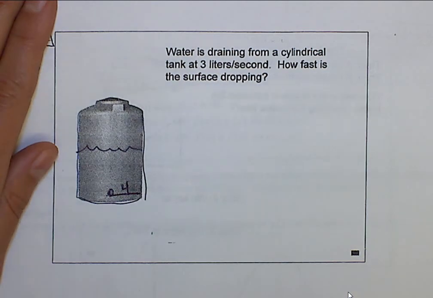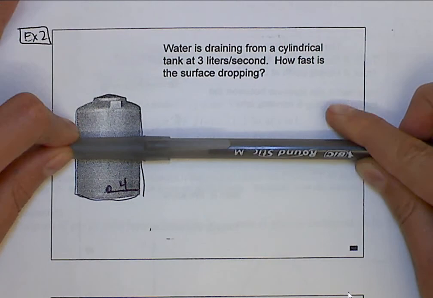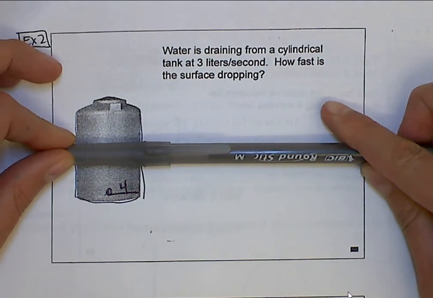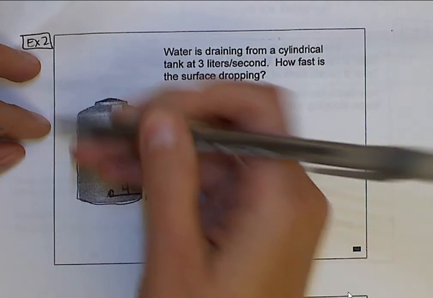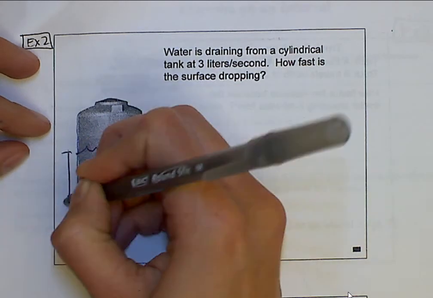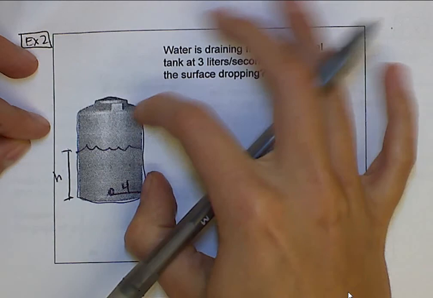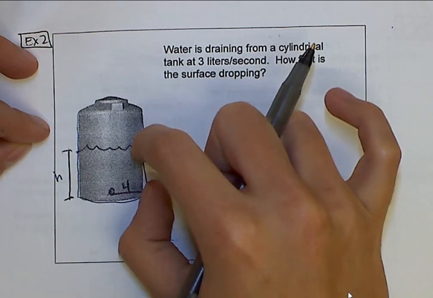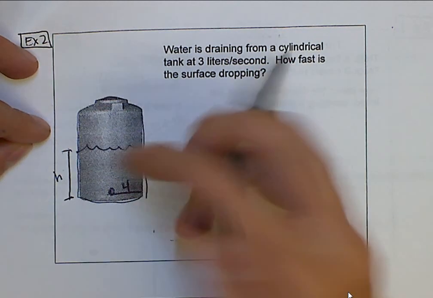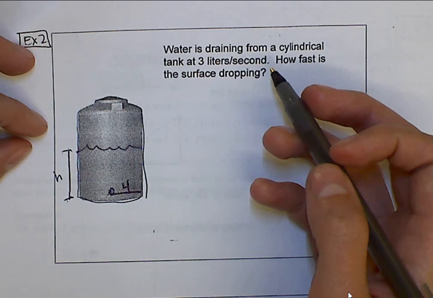So figuring out how fast the surface is dropping, basically this water is going to be going down, down, down. What the surface of the water represents, this is like the height of the water. Because we're taking the volume not of this whole cylinder, we're taking the volume of the water. So finding the volume of the water means that this mark here would be my height.